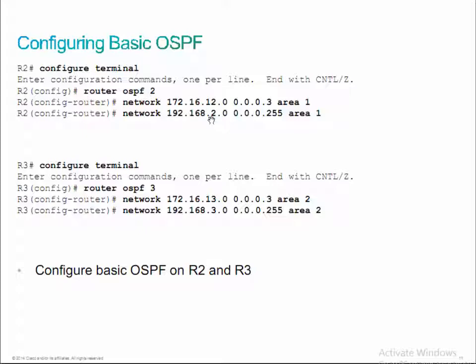The only difference here in this particular case is that we're also specifying the area that the interface is going to be a member of. So in this particular case, your network statements may actually have to be more specific, because you might have to individually assign areas to different interfaces.